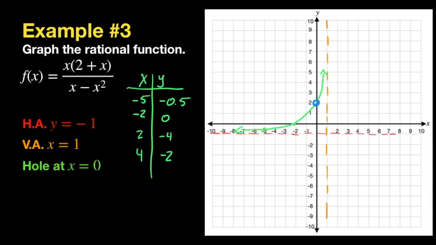And if you pay attention to the right side, this is -4. So at 2 and -4, our number is below our horizontal asymptote. And 4 and -2, again, still below. So we're just going to connect the points into something like this.